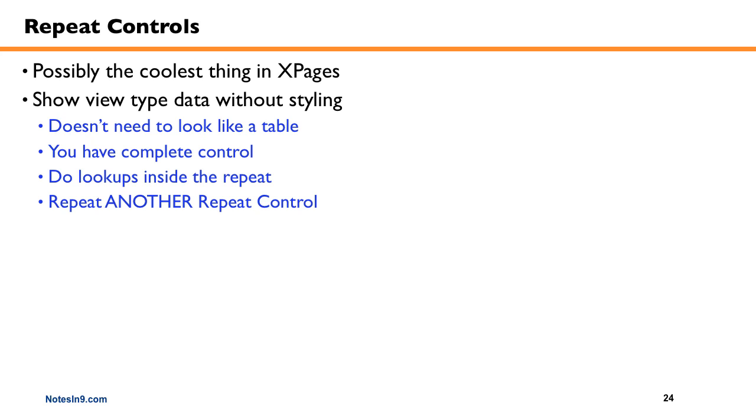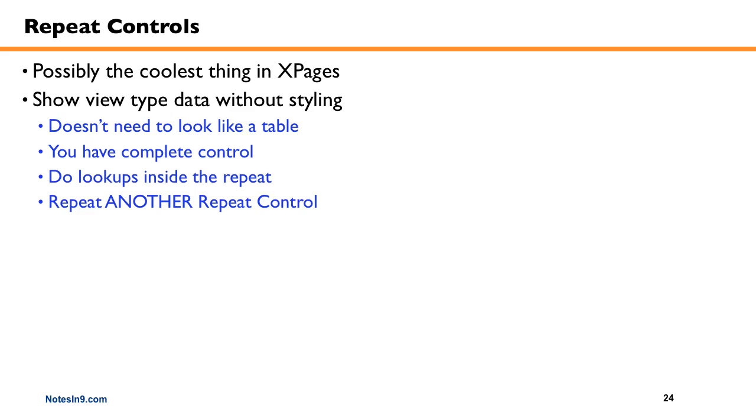It doesn't need to look like a table, and you can do lookups inside a repeat. You can repeat another repeat. So you can have a repeat control, and for each row or record that you're repeating, you can basically have a whole other repeat control on that line. So you can make your own categorized views for the most part.